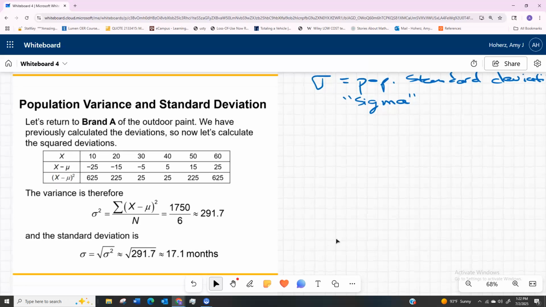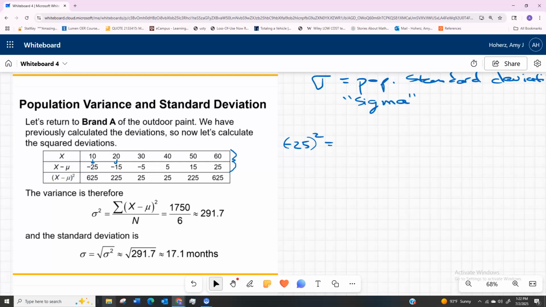All right, so now we're going to do the actual calculations for this. So to take the numbers that we had before, remember we had these two columns already. We had taken the actual value, the 10, and subtracted 35, and we got the negative 25. We took 20 minus 35, and we got the negative 15, and so on. So now for this, all we're going to do is take those numbers and square them.